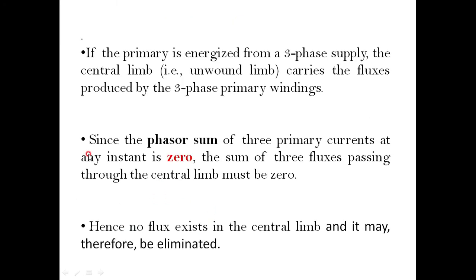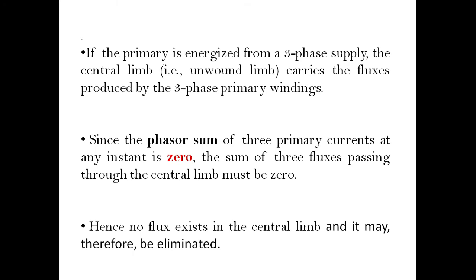If the primary is energized, that is, if you are giving a supply to the primary winding from a three-phase supply, the central limb, that is the unwound limb, carries the flux produced by the three-phase primary windings. That is, we know that the one limb is kept free, so that carries the flux produced by all the three-phase primary windings. I will show you the figure.